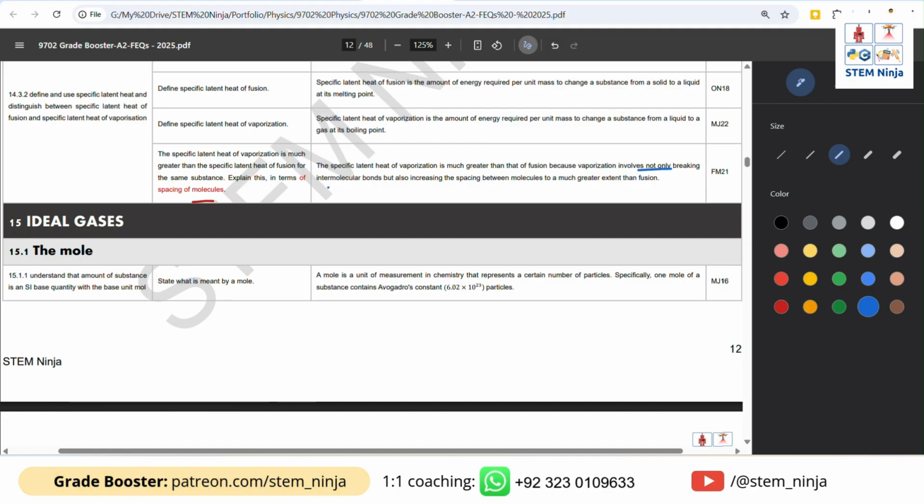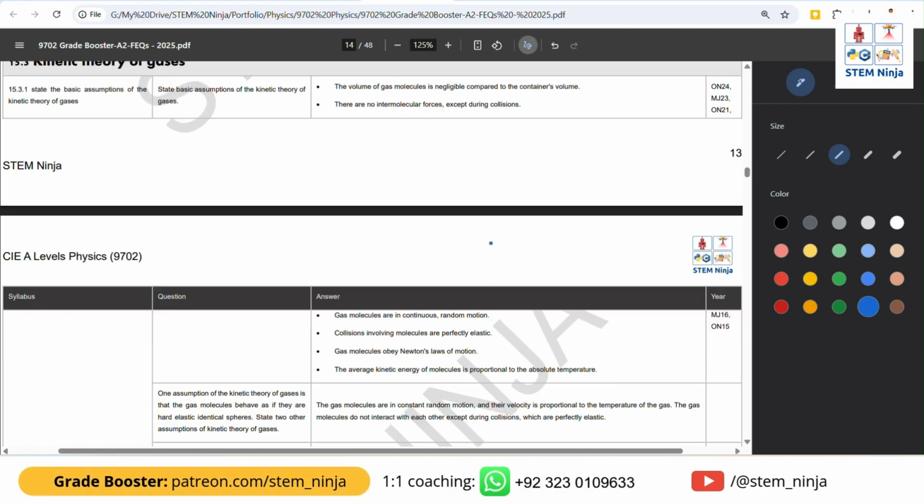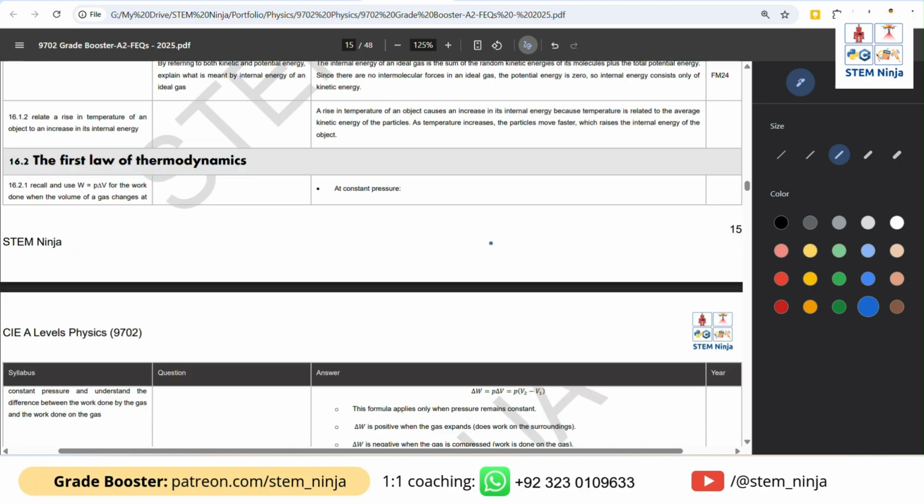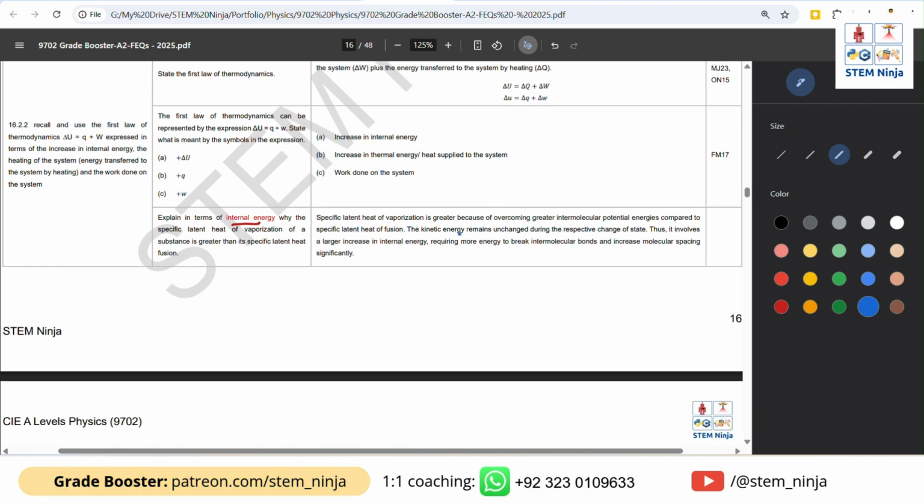Vaporization not only involves breaking of intermolecular bonds, but also increasing the spacing between the molecules to a much greater extent. That means the spacing of the molecules is increasing to a greater degree, so there is a larger increase in internal energy, requiring more energy to break intermolecular bonds, and the intermolecular spacing is significant. Since the temperature is the same, the kinetic energy remains the same.